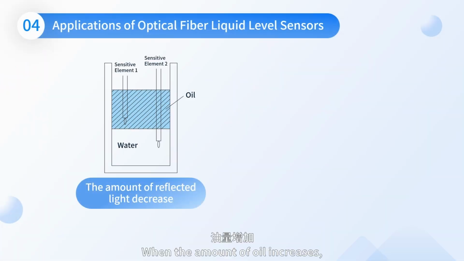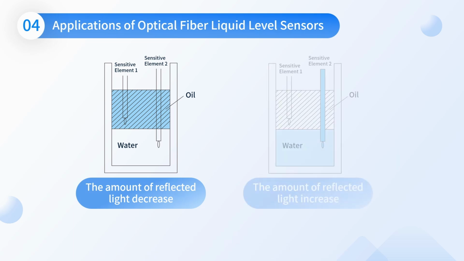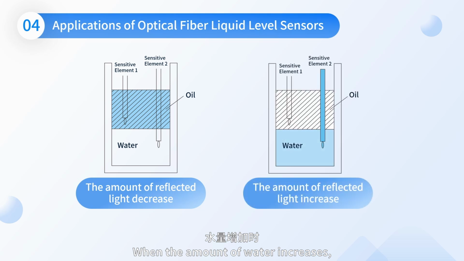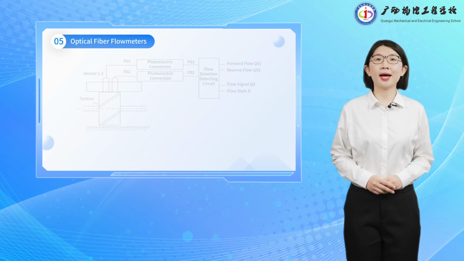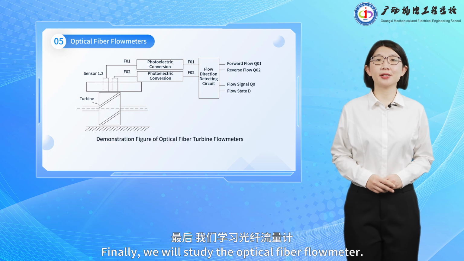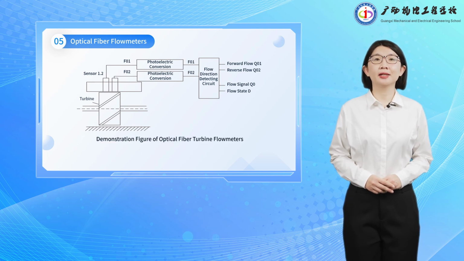When the amount of oil increases, the sensitive element 1 is inserted into the oil, and the amount of reflected light decreases. When the amount of water increases, the amount of light reflected by the sensitive element 2 increases after changing from the oil surface to the water surface, so it is known that the sensitive element is immersed in the water. Finally, we will study the optical fiber flow meter.